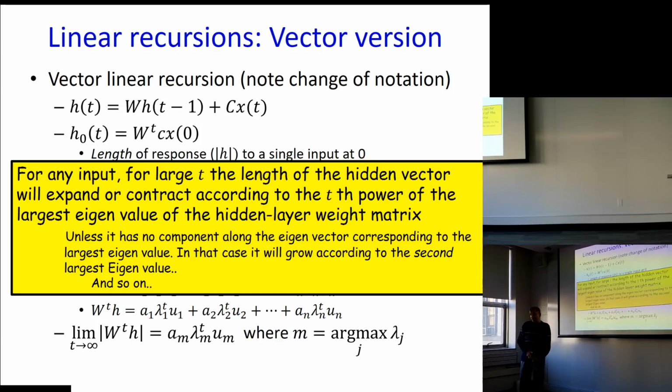Well, that's not always going to be the case. If the current value of h does not have a component along the eigenvector corresponding to the largest eigenvalue, then it's going to grow according to the second largest eigenvalue. If it doesn't have components along the first two eigenvectors, then it's going to grow according to the third largest eigenvalue and so on. But those are special cases. In general, we can just focus on the largest eigenvalue, and depending on this, you will know whether the system is going to blow up or whether the system is going to blow down.